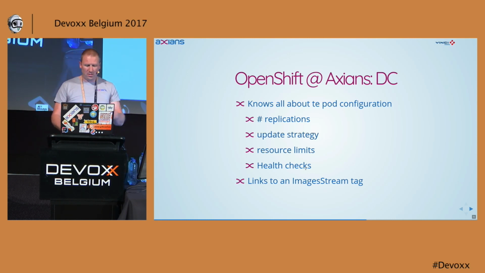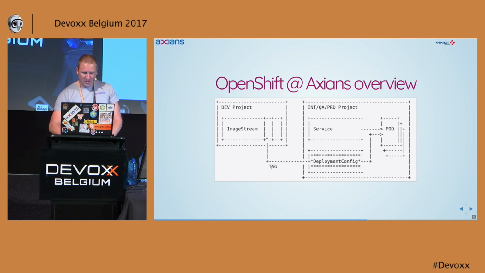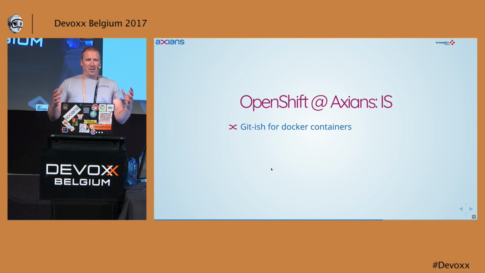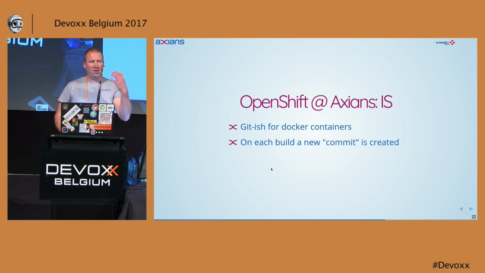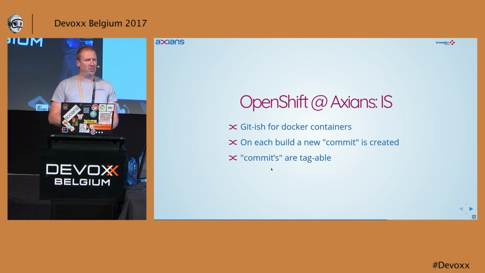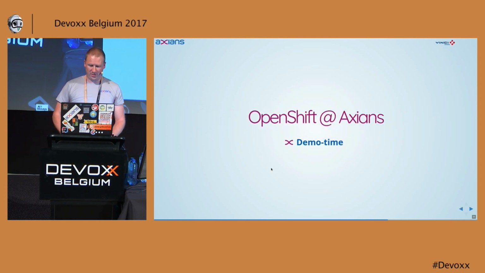And an image stream, I will get to, it links to an image stream tag. That's also visible in the link over here. I will get to that in a second, what the image stream tags are. Okay, let's go to image streams. Image streams are kind of hard to explain, but the best thing I came up with yesterday was a Git-ish thing for Docker containers. So on each new build, a new commit is created and attached to the image stream. And commits are taggable. You can, for a certain build, tag that commit and say, this is my version right now. And that's how we are deploying different versions.